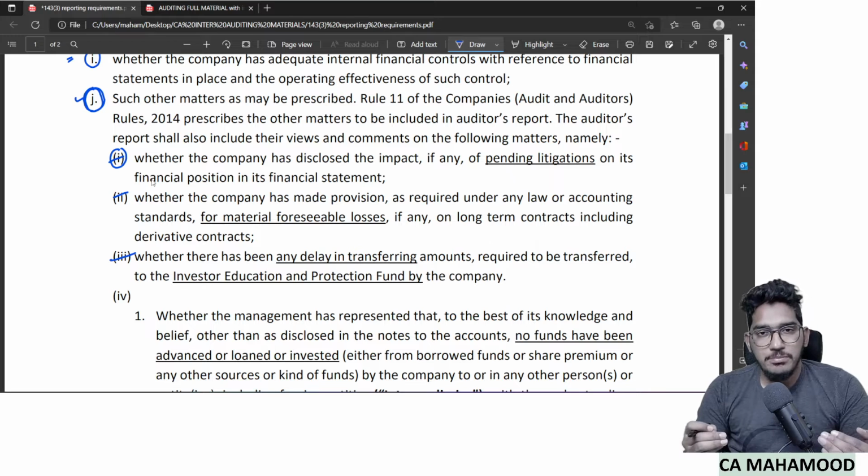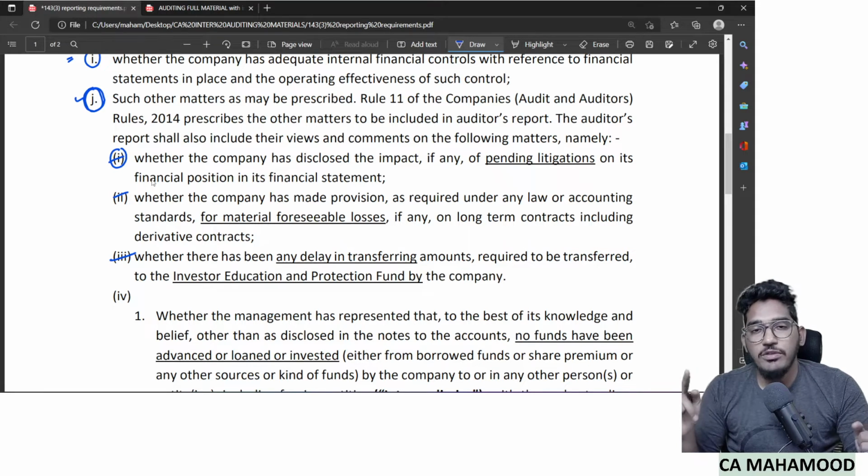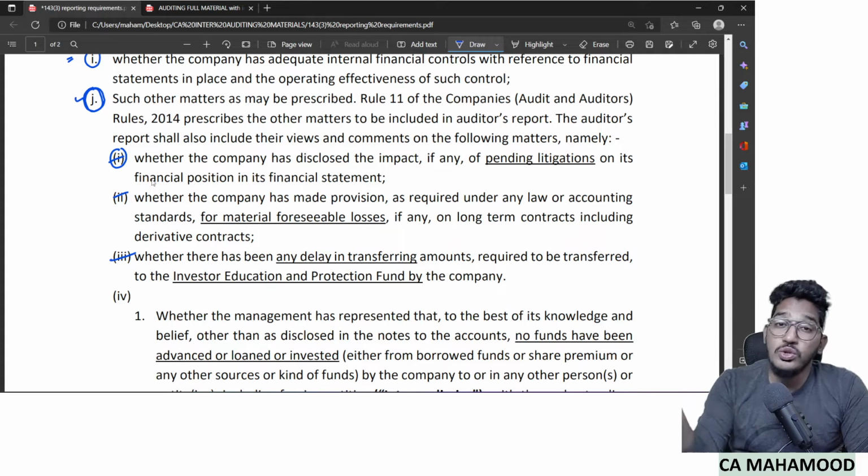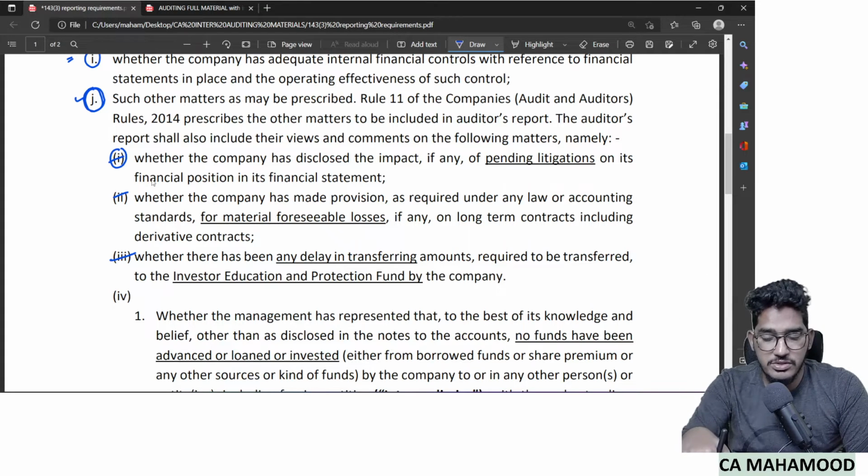What they are simply asking the auditor to do is to check, whatever client you are doing the audit for, whether that client is going through any pending litigations. Are there any pending cases going on against the company? If yes, the impact of those pending litigations should be disclosed in the financial statements. When I say disclosed in the financial statements, whose responsibility is it? Management's responsibility.